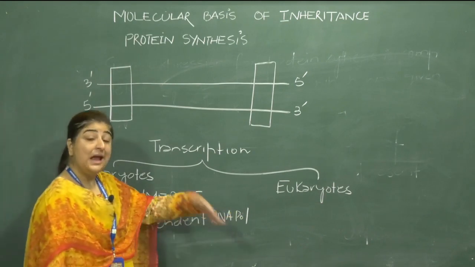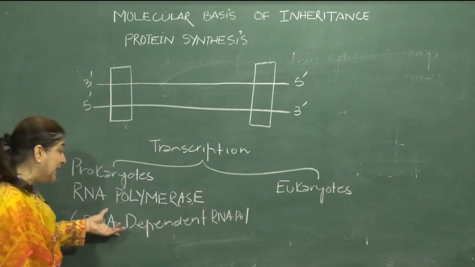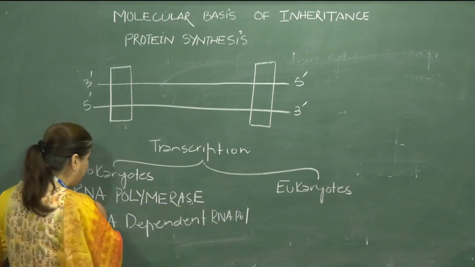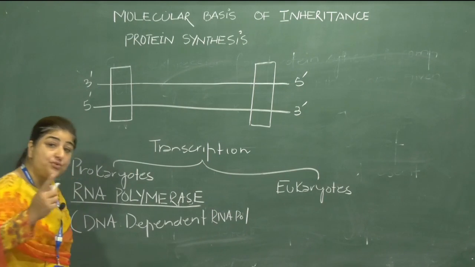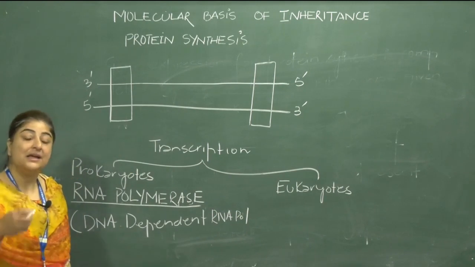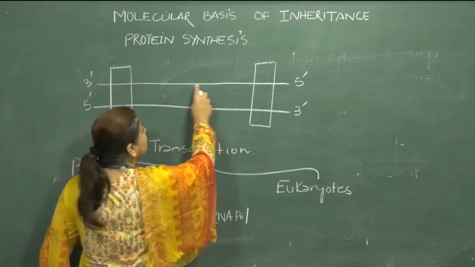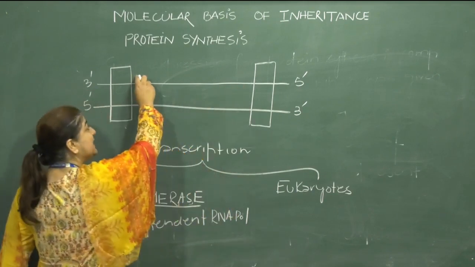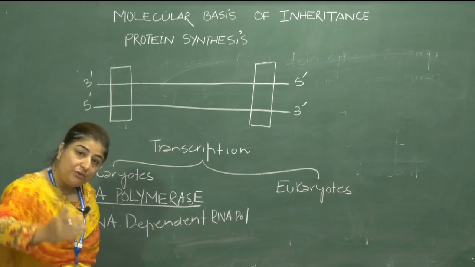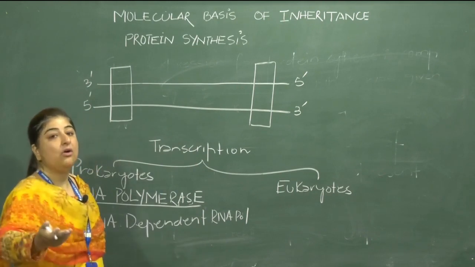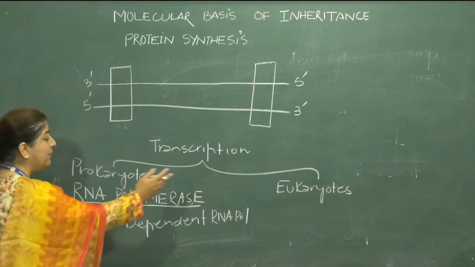Now why is it known as DNA dependent RNA polymerase? That means this RNA polymerase individually cannot synthesize the mRNA. It needs the DNA strand, that means it needs the template strand, to read and add the ribonucleotides in a complementary fashion. Now let's talk about the eukaryotes.